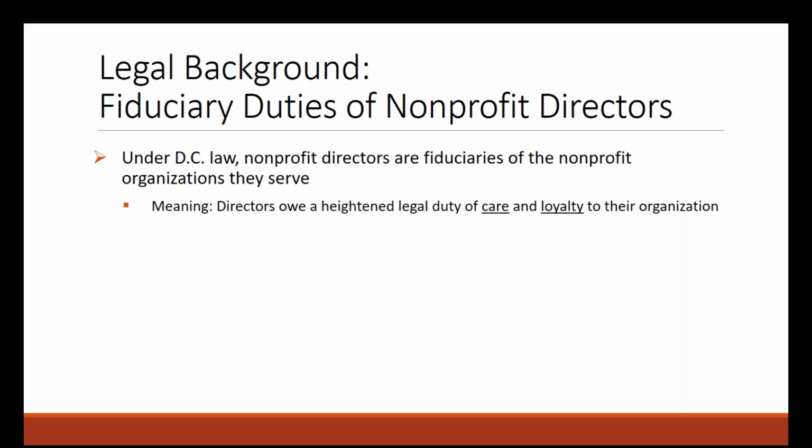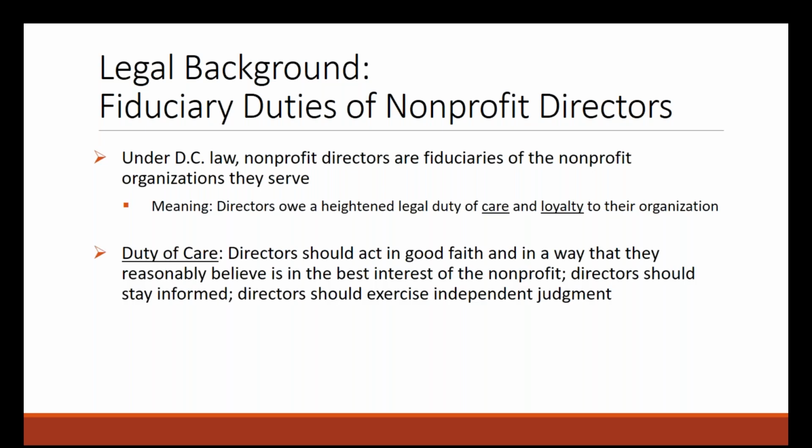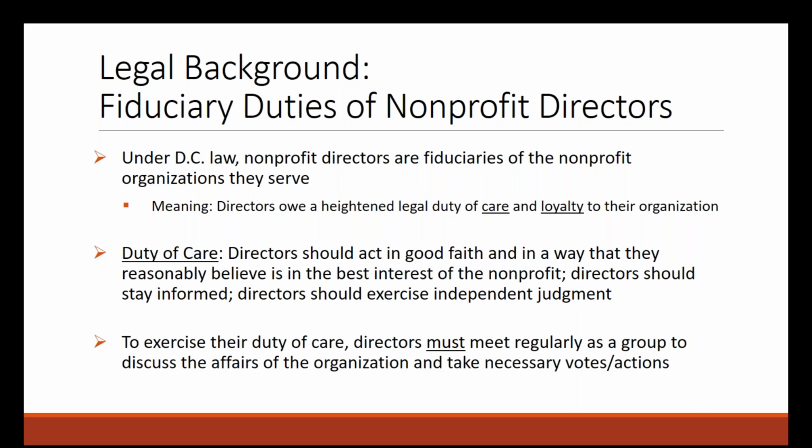And if we dive down a little bit, that duty of care means that directors must act in good faith and in a way that they reasonably believe is in the best interest of the nonprofit. They should stay informed of matters and issues relevant to the nonprofit, and they should exercise independent judgment. To exercise their duty of care, directors must meet regularly as a group to discuss the affairs of the organization and to take necessary votes and actions.